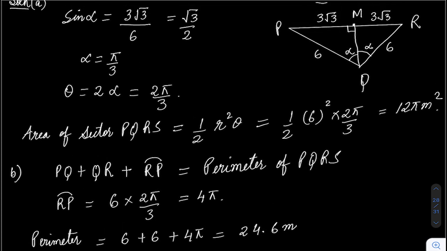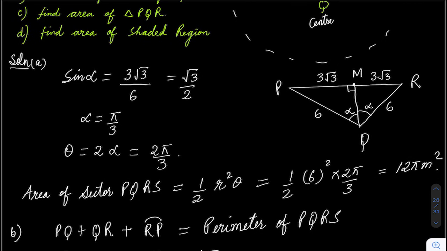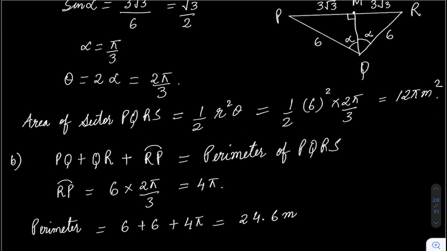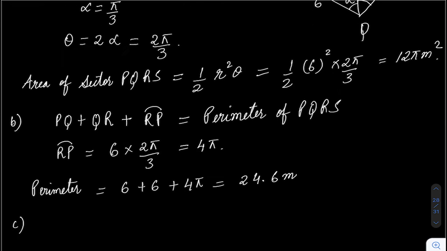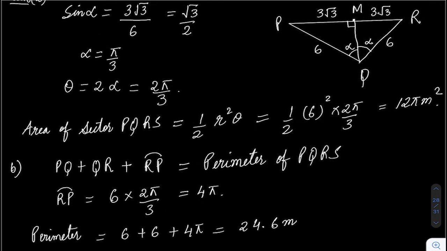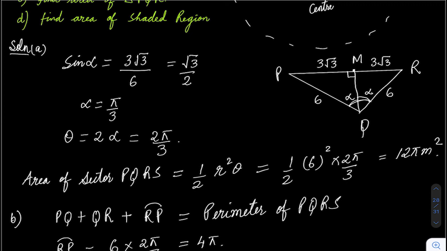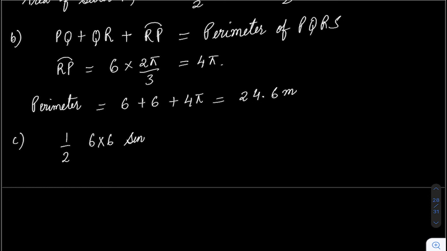Now let's try the third part. What are they asking in third part? They are asking for area of triangle PQR. Okay, so this is triangle PQR. This is 6, this is 6. We have learned this in previous videos in trigonometry. How to find area of triangle is half ab sine C. So basically, area of triangle is half product of two sides into sine of the angle between them. So what's the angle? 2 pi by 3. So half into 6 into 6 into sine of 2 pi by 3. And sine 120 is equal to sine 60, that is root 3 over 2.